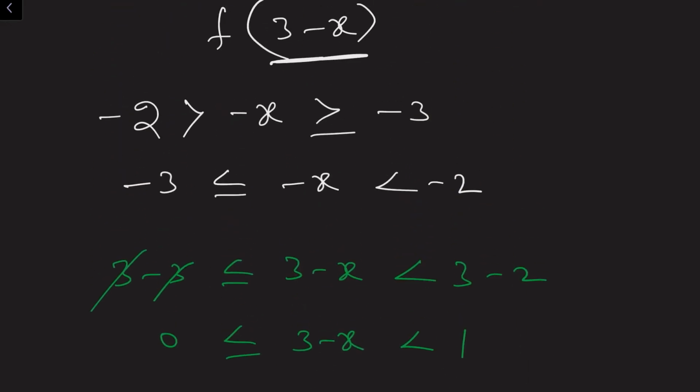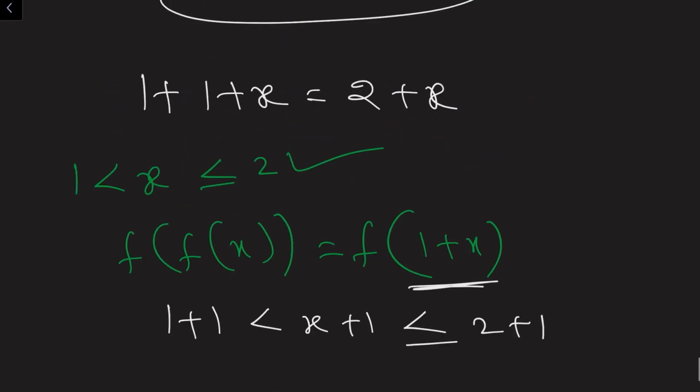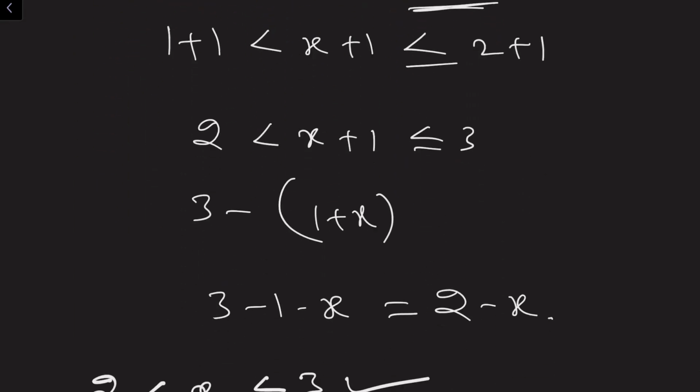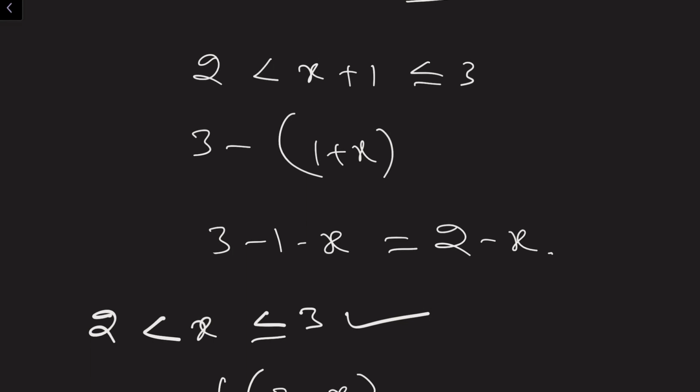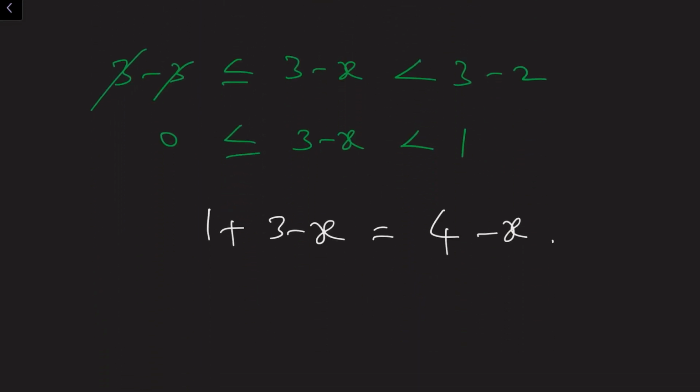Now let us write all 3 statements and 3 answers clearly. According to the first statement, that is 0 less than or equals to x less than 1, the answer is 2 plus x. For 1 less than x less than or equals to 2, the answer is 2 minus x. For 2 less than x less than or equals to 3, the answer is 4 minus x. 3 cases, 3 answers completed. Next, let us move to solved problem number 3.